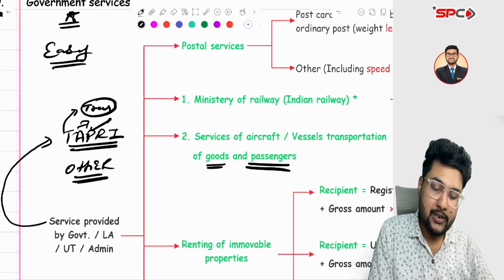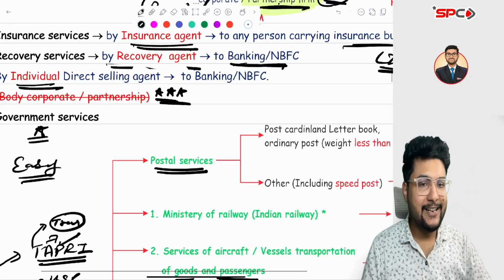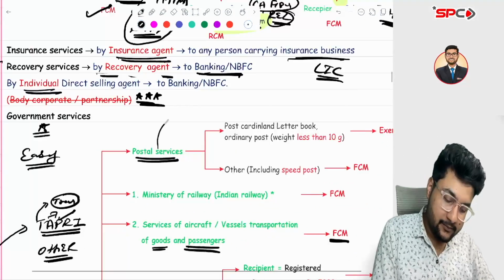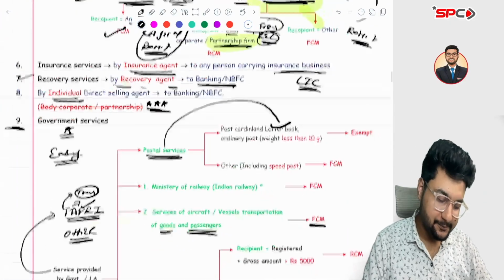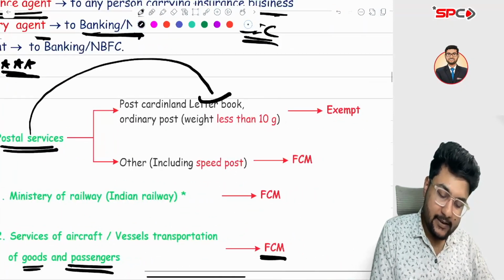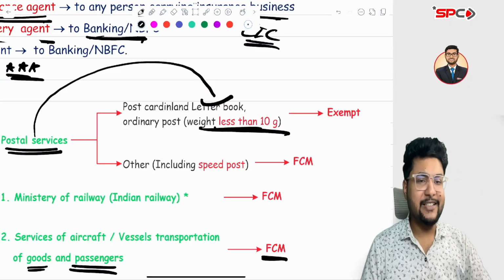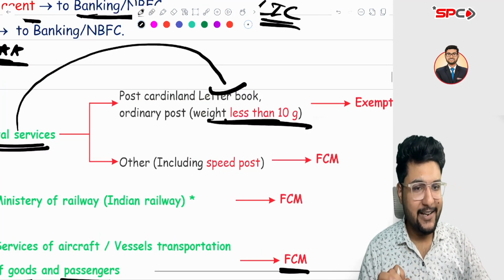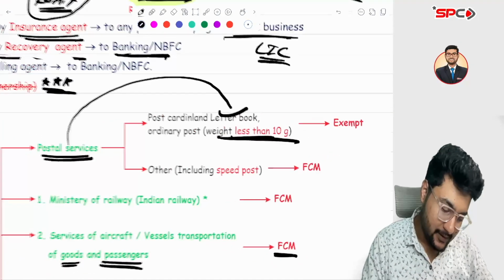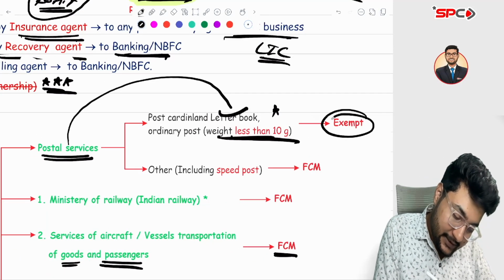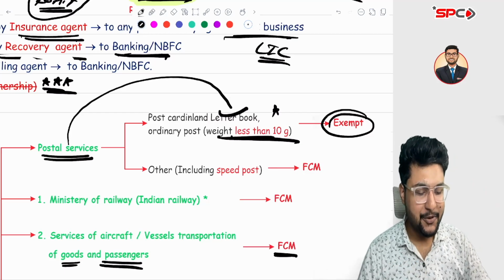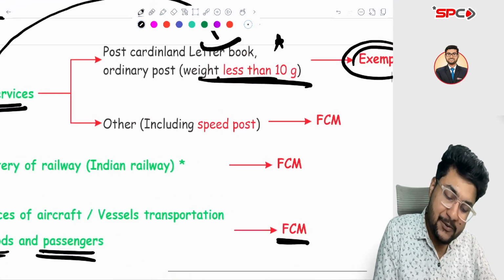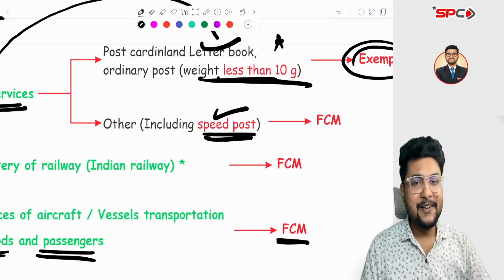TAP. P means postal services, meaning you are sending letters to your company. Okay, but the weight should be less than 10 gram. Means you are just sending a letter, not sending any chocolate with it. This means it is exempt because you are sending a love letter to your company. But if you are a very rich person, you have no time and you are sending the love letter by speed post.